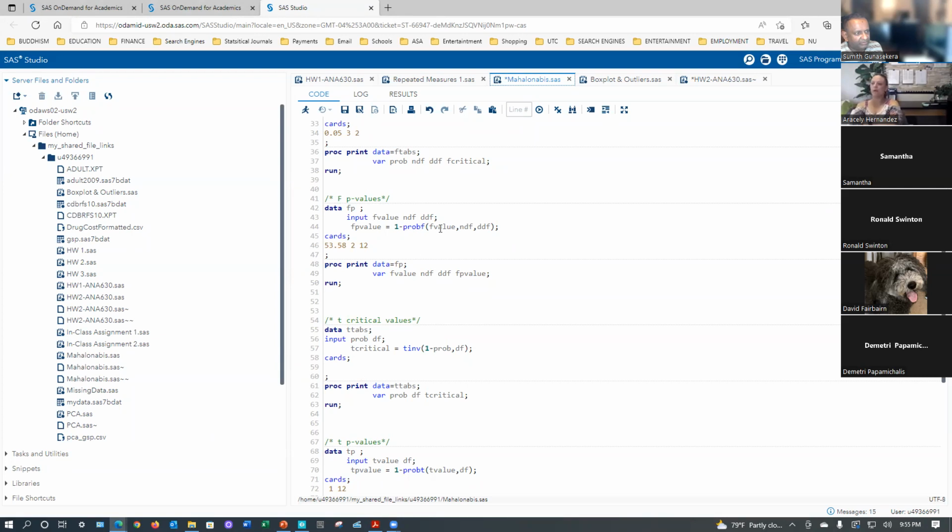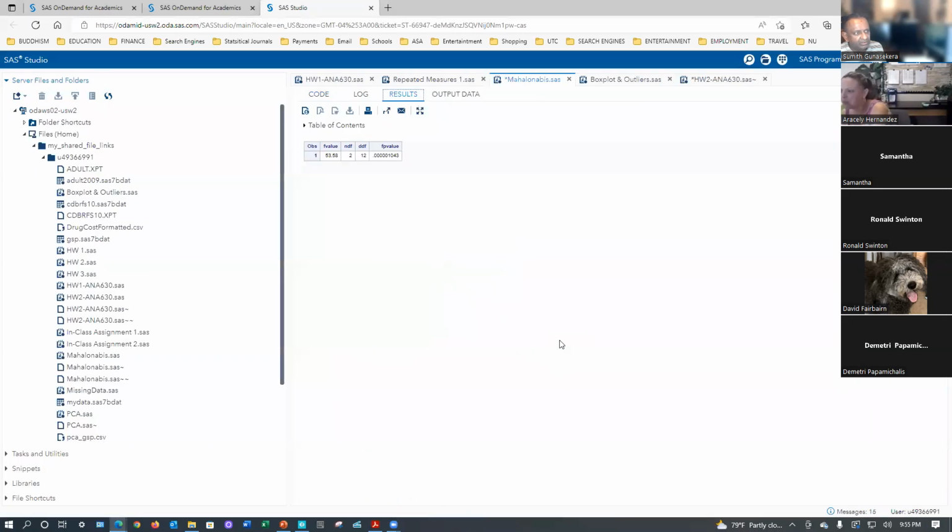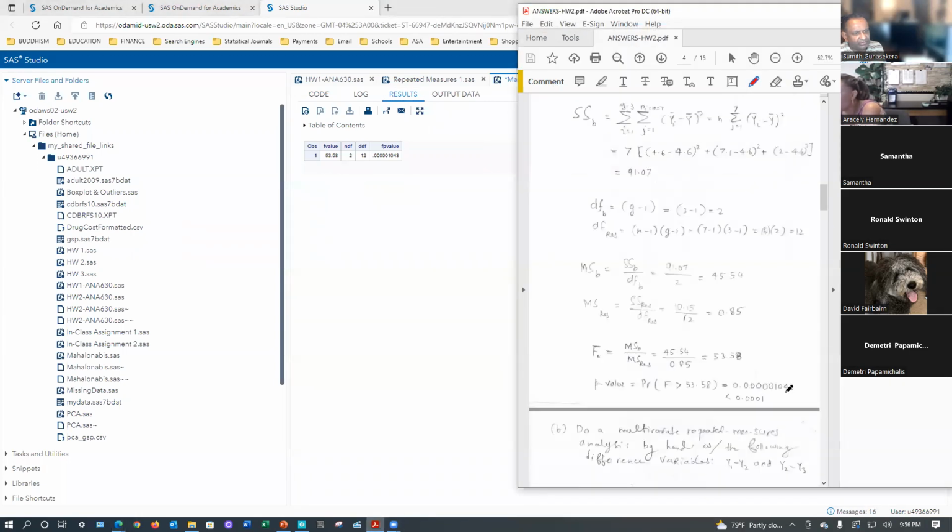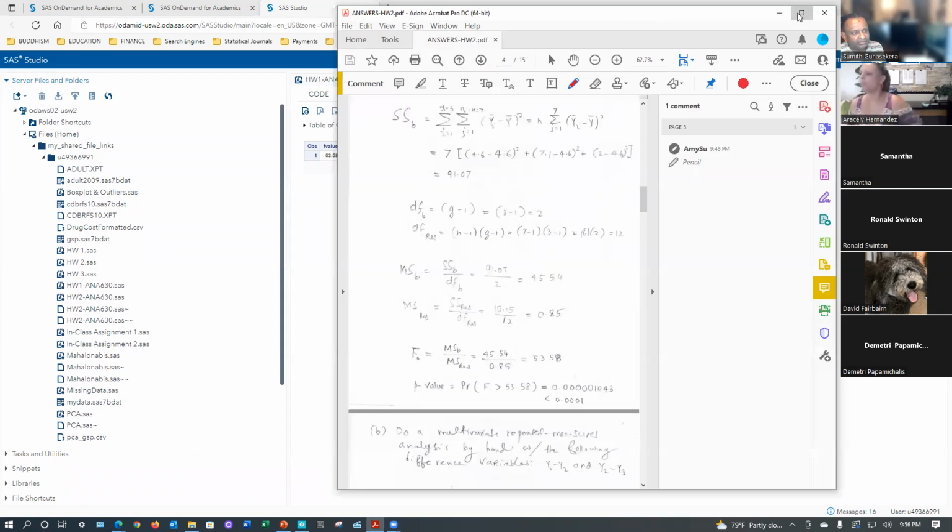1 minus the probability. You have to give the F value, which is 53.58, the numerator degrees of freedom, and the denominator degrees of freedom. The p-value is 0.00001043, which is less than 0.0001.